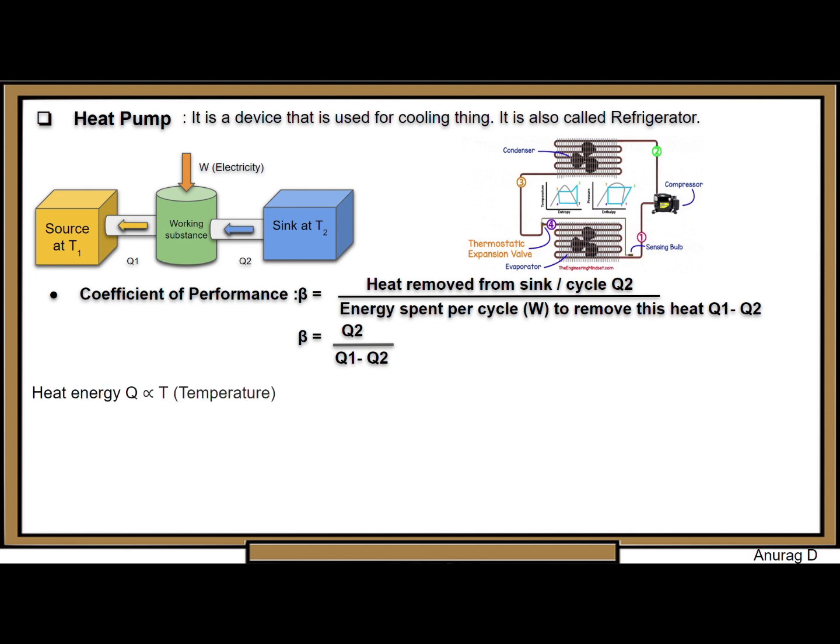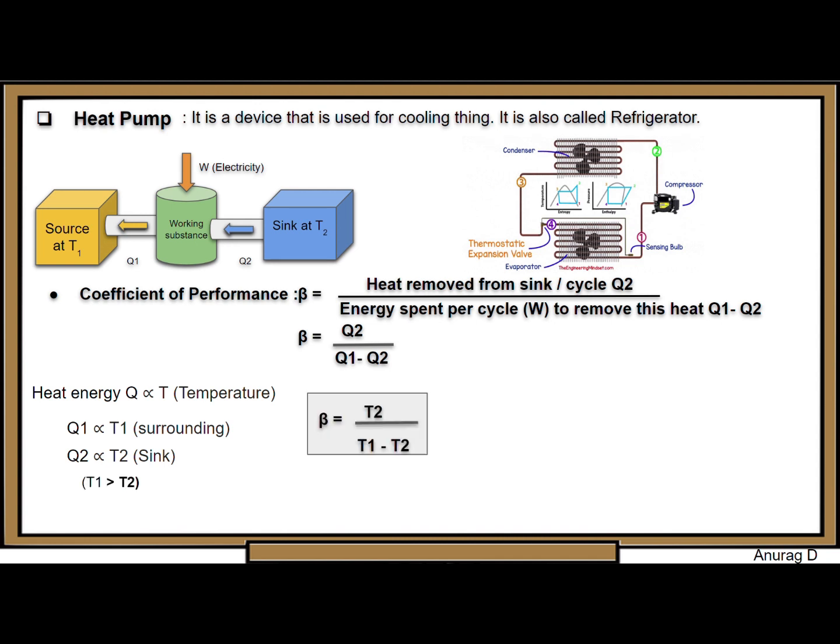According to the thermodynamics law, heat energy is directly proportional to temperature. So we can write Q1 directly proportional to T1, the temperature of the surrounding, which is always at high temperature, whereas Q2 is directly proportional to T2, the temperature of the sink, which is always at lower temperature. So we get the formula beta equal to T2 divided by T1 minus T2. With this formula, we can improve the efficiency of our refrigerator or AC. Just understand with the example over here.